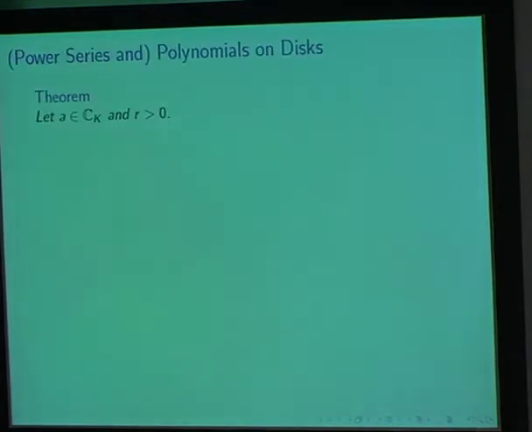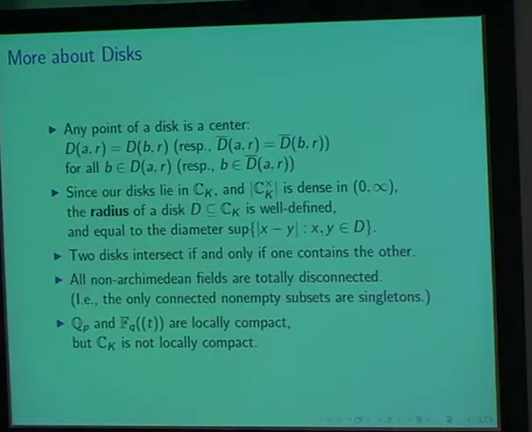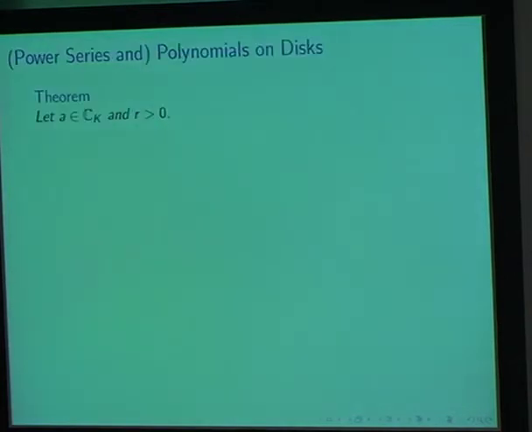I don't really want to talk about that much. The main thing you should take away from this is the bottom line, or from this point in here, is that C_K is not locally compact. That's the main point of that last little bit.